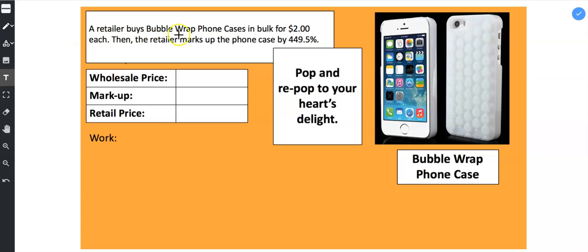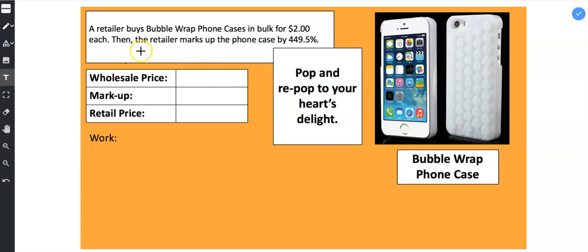A retailer buys bubble wrap phone cases in bulk for $2 each. Then the retailer marks up the phone case by 449.5%. Take a look at this phone case. It's meant for people who like to pop bubble wrap. You can pop and repop it over and over again.